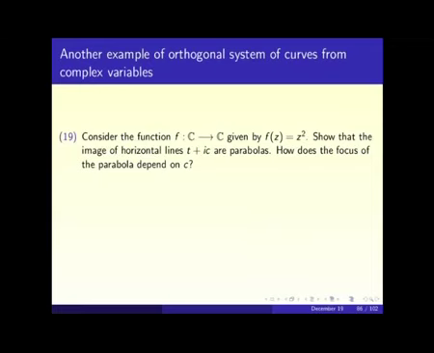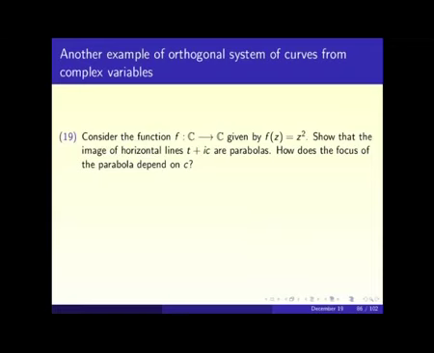Show that the image of horizontal lines t plus ic. So fix your c and let t vary. What does t plus ic trace? t plus ic is a horizontal line passing through the point (0, c). So if I take z equal to t plus ic, what is z squared? It is going to be t squared minus c squared plus 2i tc.